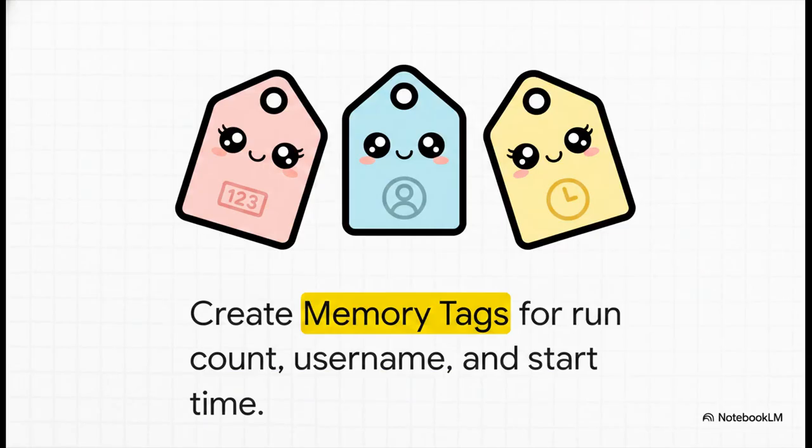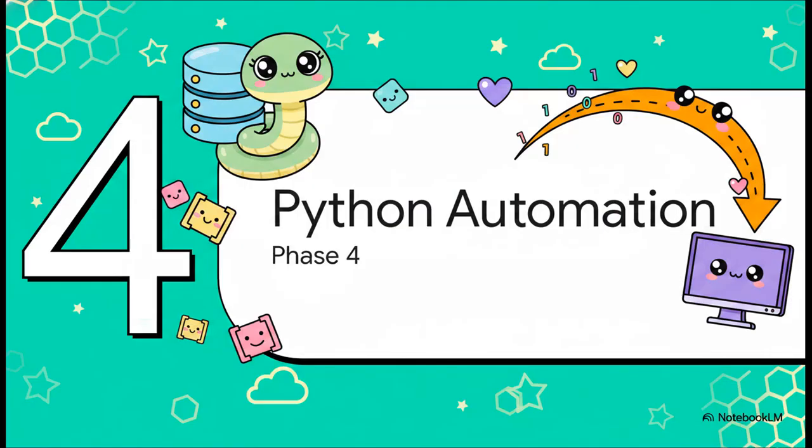Once that SQL table is created in the database, we need a way for our SCADA software to hold that information before sending it over. So we create memory tags in the Ignition Designer for run count, username, and start time. These basically act as temporary holding cells for the specific event data, perfectly mirroring those columns we just built in our SQL table.